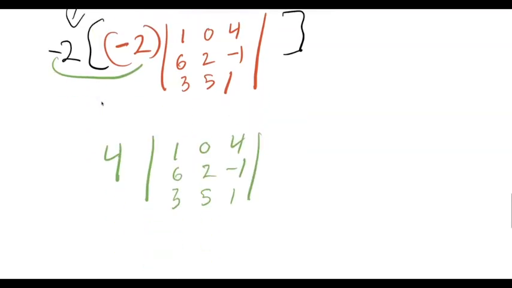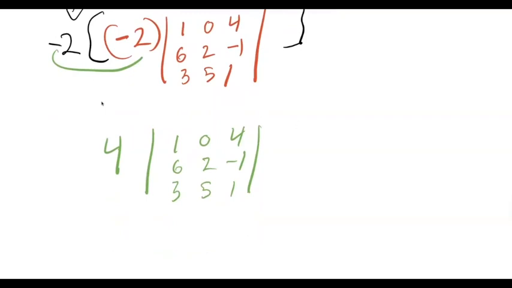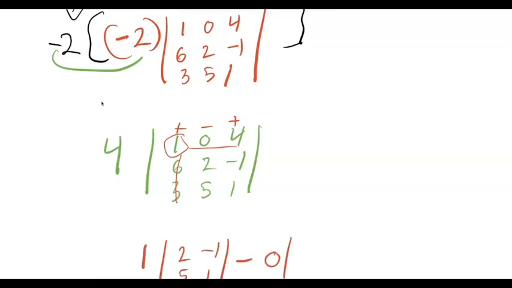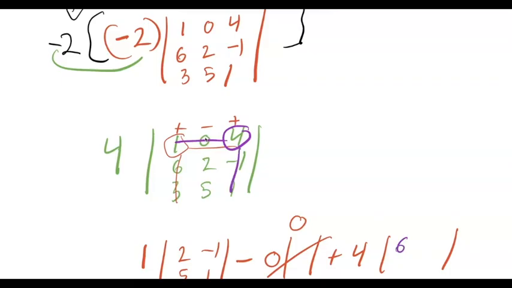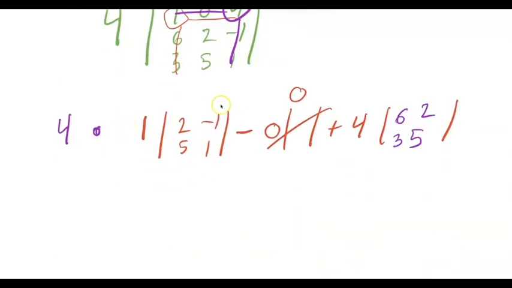Like that. And all we got to do is expand this one. So let's just do the top row because that's easy. It's plus, minus, plus. So circle the 1, cross out the row and column. So we're going to get 1 times 2, -1, 5, 1. Then -0. Don't need to do anything because it's a 0 for this one. And then we're going to do plus, let's just make that 0. It's 4 times what? Circle the 4, cancel this out. We have 6, 2, 3, and 5. And don't forget, all this is being multiplied by 4 on the outside. So all we got to do is each of these and then simplify it.